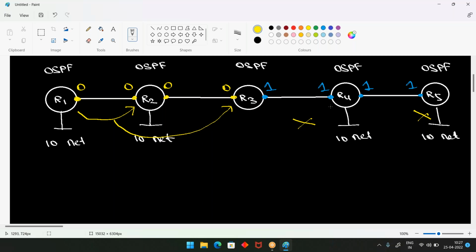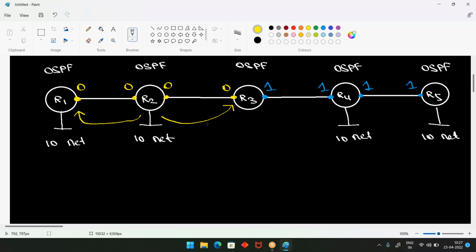Okay. Now, what about R2? R2 will do the same thing. R2 will share its networks to the R1 router because R1 belongs to the same area. R2 and R1 belong to the same area, and R2 and R3 also belong to the same area, so R2 will share the networks to R3 as well.